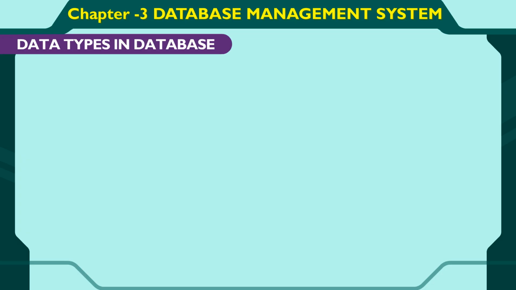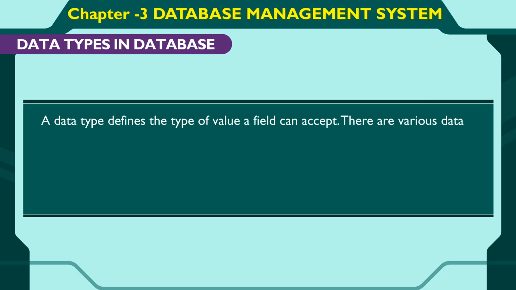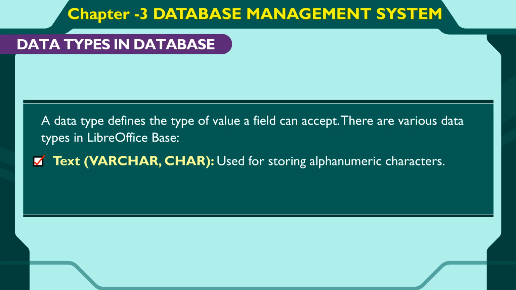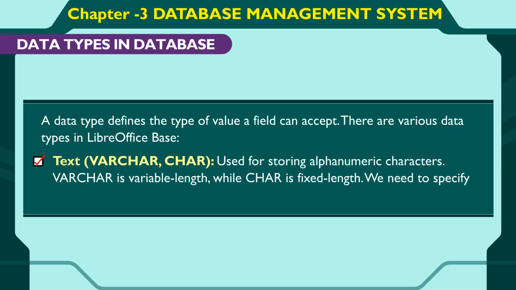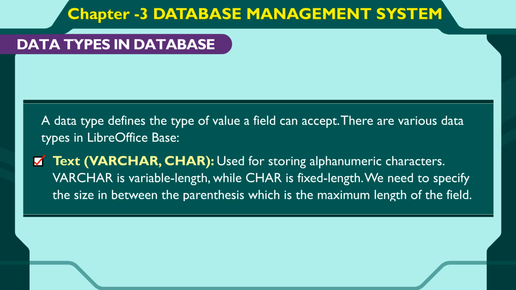Data types in database. A data type defines the type of value a field can accept. There are various data types in LibreOffice Base. Text: Varchar, Char. Used for storing alphanumeric characters. Varchar is variable length while Char is fixed length. We need to specify the size in between the parentheses, which is the maximum length of the field.